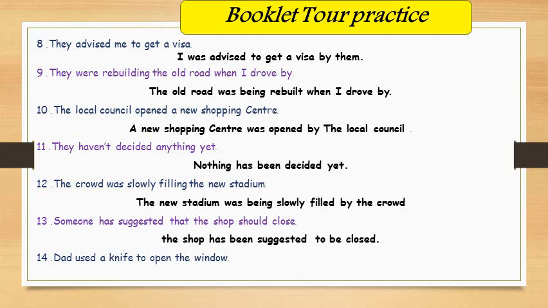Dad used a knife to open the window. Two objects. I take the first one, a knife. Was used by Dad to open the window. And in the passive, I told you many times, do not concentrate on the subject. Put the subject at the end of the sentence. So a knife was used to open the window by Dad. Look at by Dad at the end of the sentence because it is less important.